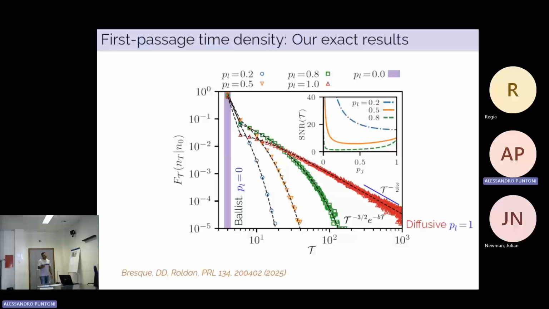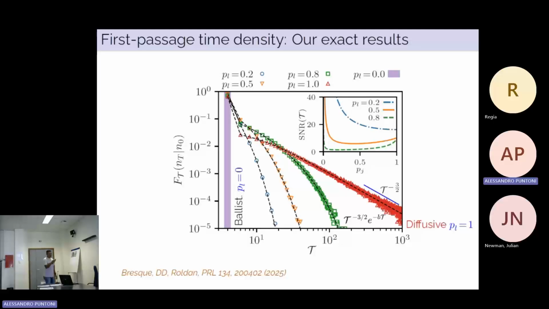Okay, so I prefer to show the solution first before I go to the methods. So this is the first passage time density, as you can see here. When we have a ballistic limit, so PL is 0, I know exactly when I will reach the target, right? So this is a delta function. So basically this will be your N_T minus N_0, the distance between your starting point and your ending point. Because at every point in time, you are moving in that direction.